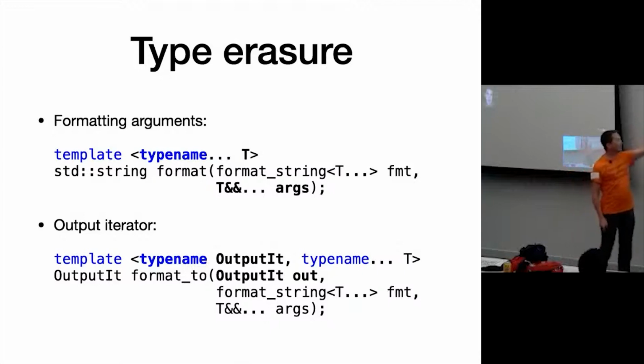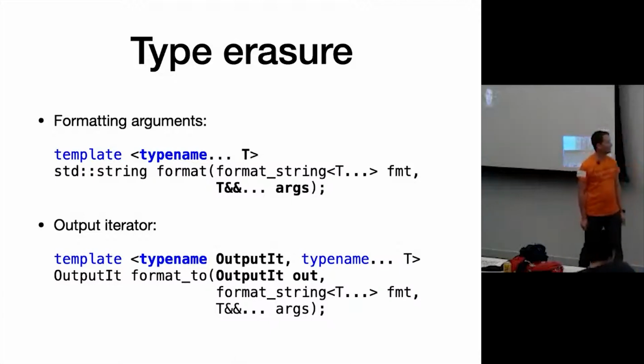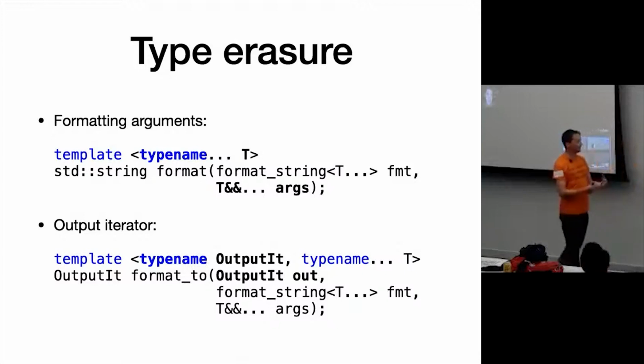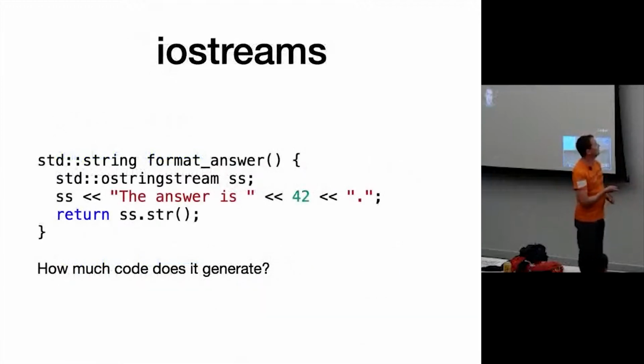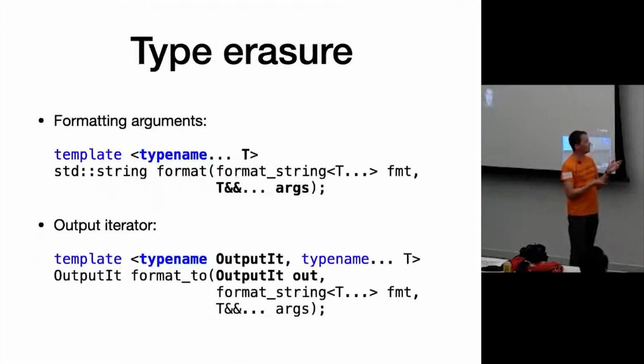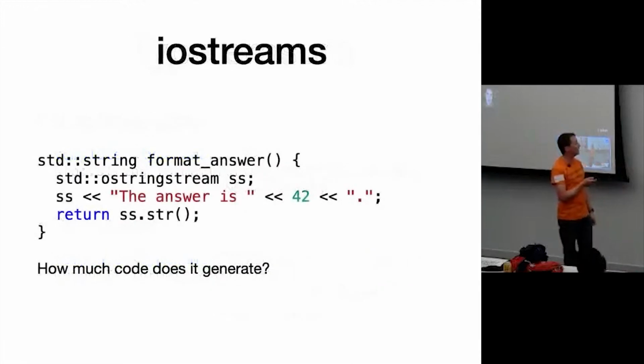But the important ones are formatting arguments, where we have these args involved. It's very dangerous. Another case is the output iterator. All of these, if uncontrolled, can create a lot of template instantiations. This was a real problem because in Poly, so we still have Poly format, we actually didn't do any type erasure, and we had some problems.